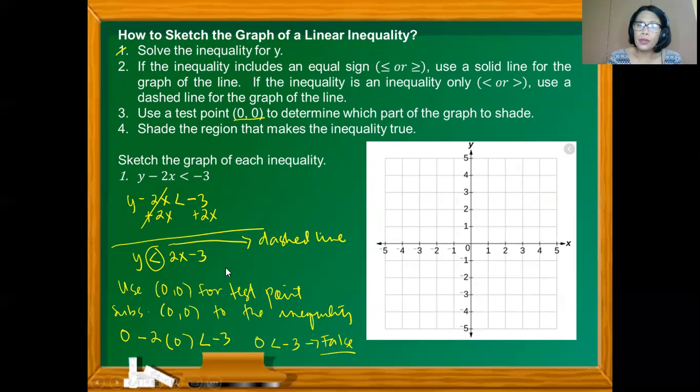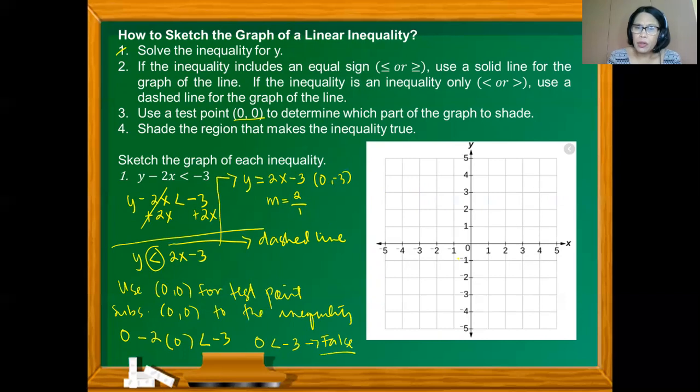Now, we're going to temporarily convert this inequality to an equation, and then we're going to locate 2 points because 2 points determine a line, for us to sketch the graph of the line represented by that inequality. So this will temporarily be y equals 2x minus 3. From this equation, we know that the y-intercept is negative 3. So we already have 1 point, and that's (0, negative 3). And to get another point, we'll make use of the slope 2. This is also the same as 2 over 1, so this is rise over run.